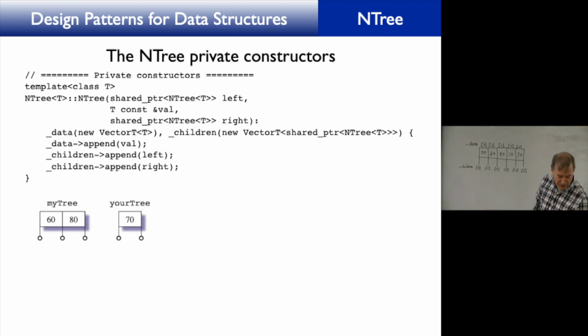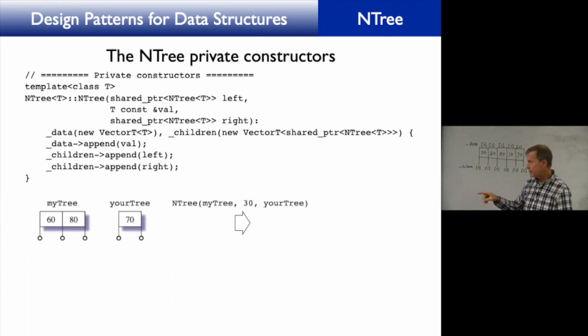And now here's how this constructor would work. You would say NTree, my tree, comma 30, comma your tree. So you see my tree would correspond to what? What parameter? My tree is the actual parameter. The formal parameter in the constructor would be left. And then 30 corresponds to val, and your tree corresponds to right. Are you with me? Is everybody clear?